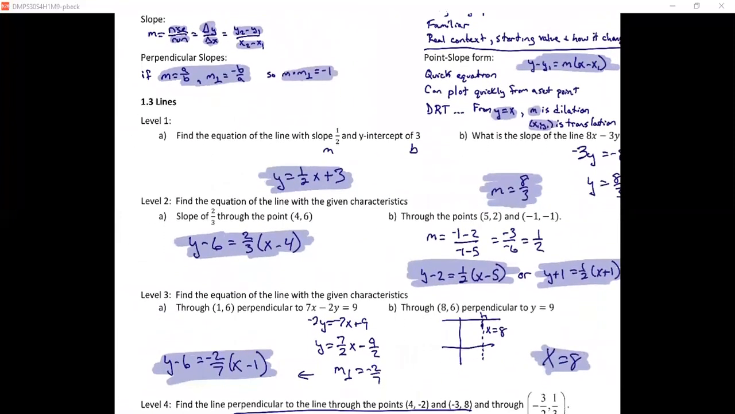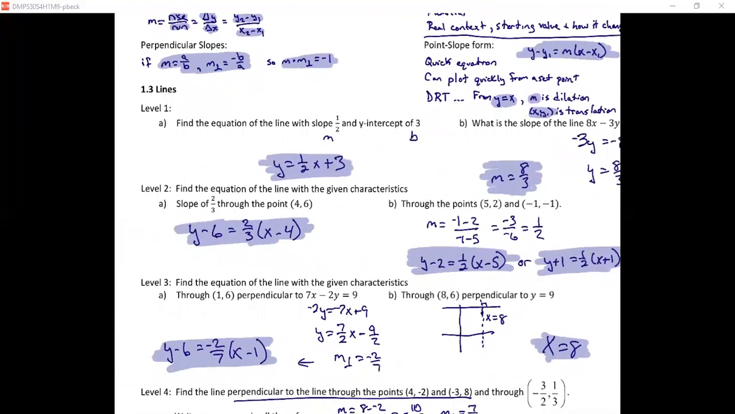This level 2 problem: find the equation of the line with the given characteristics. I told you point-slope form is a very legitimate form. Slope of 2/3, we plug in right here. Point (4, 6), we plug in right here. And we have an answer. I have a lot of students who really don't like that as an answer, but it still is a legitimate answer despite being in a form that students tend to not like.